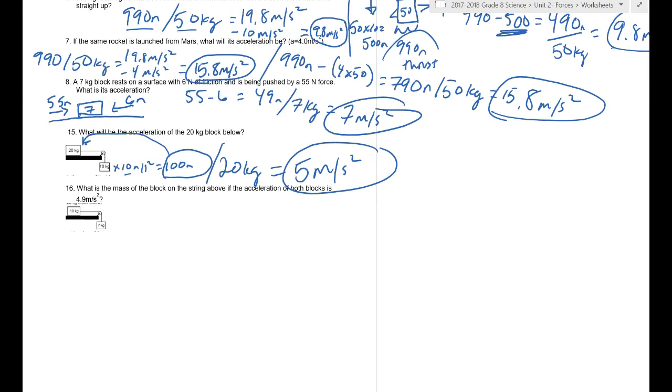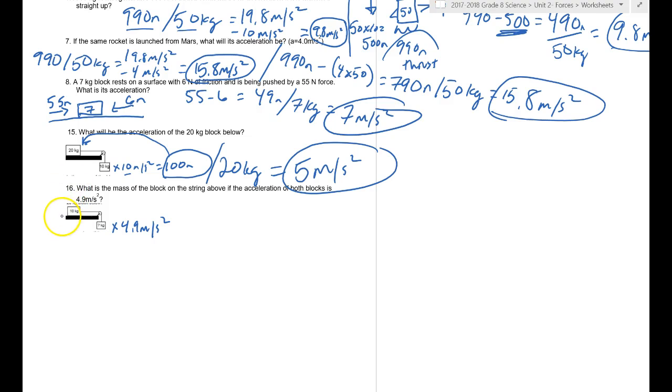What is the mass of the block on the string if the acceleration of both blocks is 4.9 meters per second squared? Okay, so we're going to talk about how it's possible that both blocks accelerate at 4.9 meters per second squared and not 10 meters per second squared in a minute. But for now, let's just forget about the problem itself and just think mathematically. If this block is going to accelerate at 4.9 meters per second squared, but we don't know its mass, so we can't do anything yet.